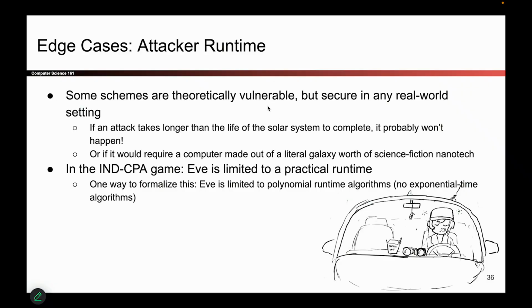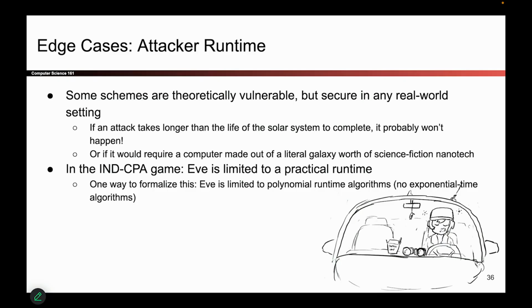And remember, all of the cryptography that we're doing is based on modeling attackers. So one question we have to ask ourselves is, do we really care about an attacker that's going to break into our system in 1 million years? I certainly don't. And so if we don't care about these attacks, we should also change our game to account for the fact that we don't care about attacks that take an unreasonable amount of time to complete. So in the IND-CPA game, we're going to say Eve cannot take forever to break this scheme.